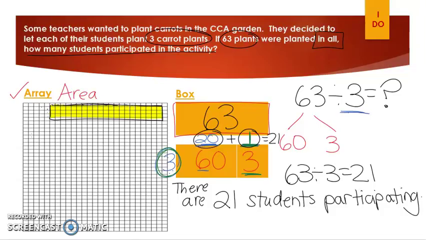If I were using the array, I have 3 plants per student, and I would just keep counting 1, 2, 3, 4, 5, 6, 7, 8, 9, 10, 11, 12, 13, 14, 15. I would keep going until I got to 63, and that would give me a row of 21. So there would be 3 rows of 21. So that would still give me 63 divided by 3 equals 21.